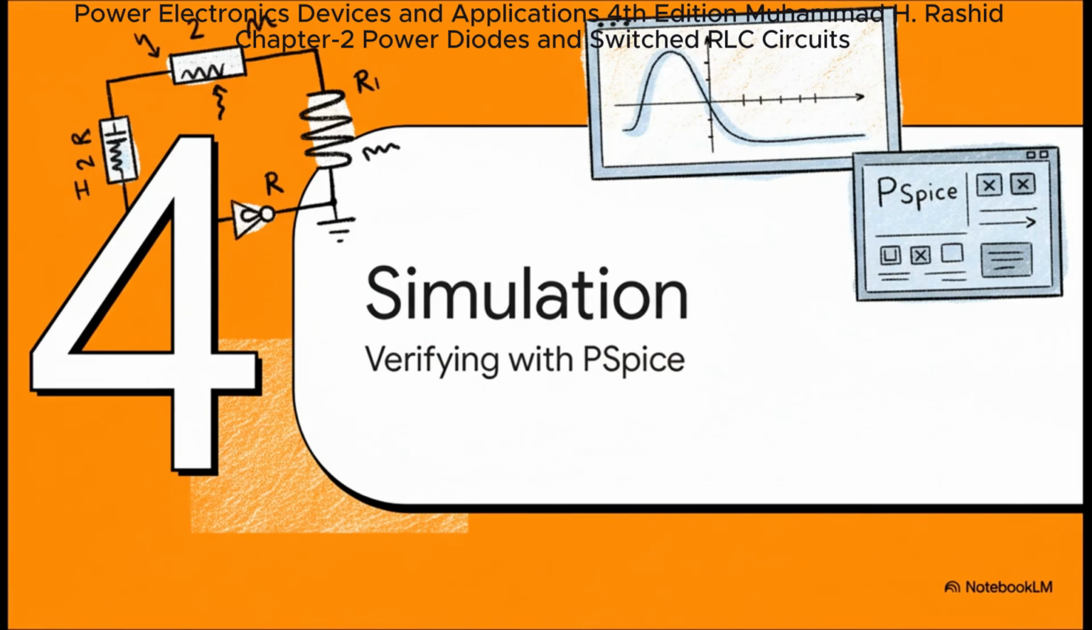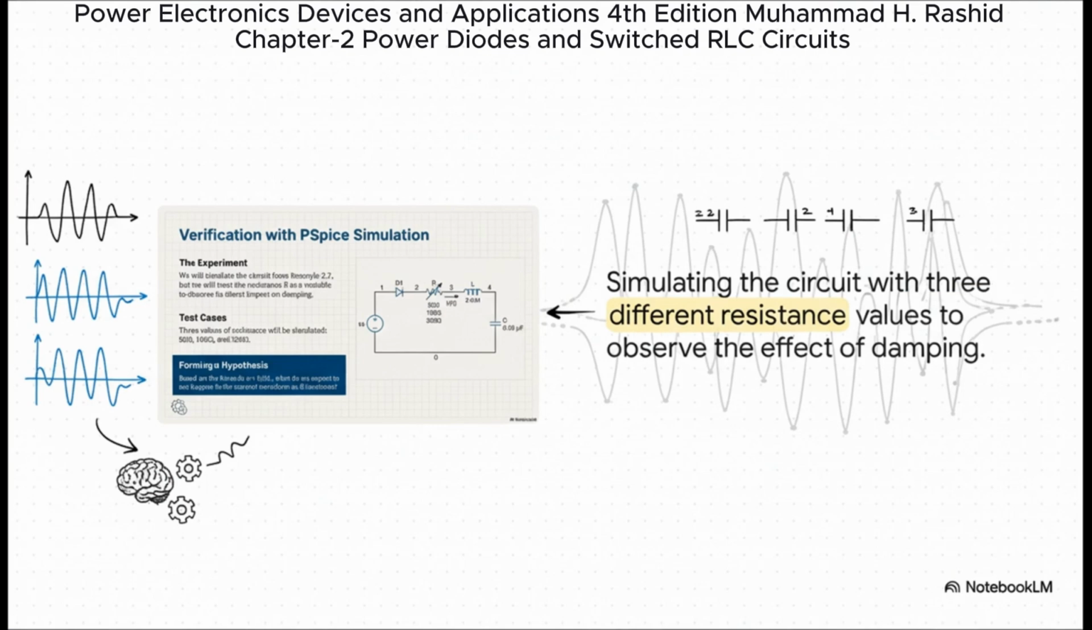The graph looks great, but as engineers, we live by the motto, trust but verify. So let's head over to the computer, fire up a PSpice simulation, and see if reality agrees with our theory. And we're not just going to test our one case. To really see the effect of damping, we'll run 3 simulations. We'll use our 60 ohm resistor, then a smaller one for less damping, and a larger one for more damping. This should give us a perfect picture of how the resistor controls the response.